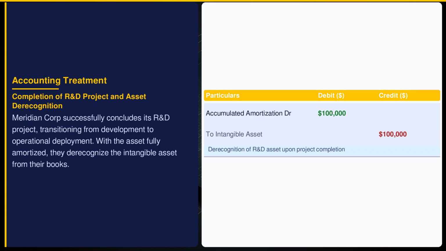The completion of an R&D project concludes the asset's life cycle. ASC 730 dictates derecognition once fully amortized. Meridian Corporation's $100,000 asset removal signifies a seamless transition from R&D to operational viability, closing the financial chapter on an innovative journey and opening new operational horizons.